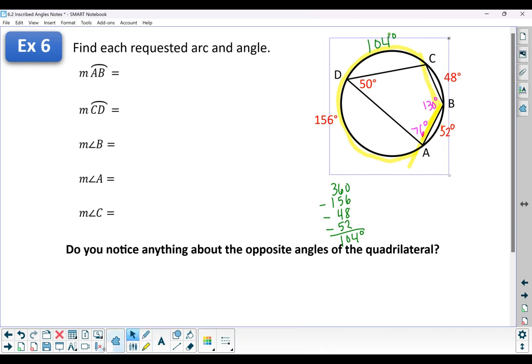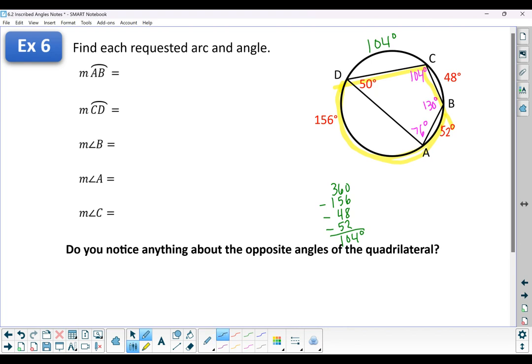Okay, we're almost done. We just have angle C left. If we're focusing on angle C, it intercepts the arc from D all the way over to B. So it intercepts these two arcs added together. So 156 plus 52 is 208. We're finding the inscribed angle, so we need to divide by 2, and that gives us 104 degrees.